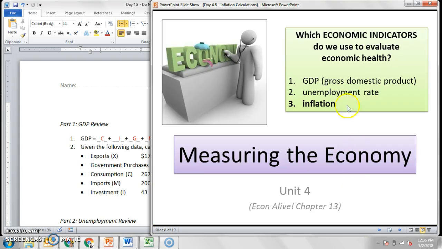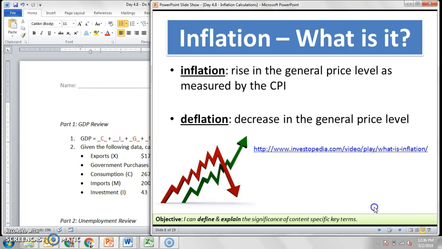So keep the big picture in mind. We are looking at economic indicators. We've studied GDP, the unemployment rate, and inflation is the last one. So what is inflation? Basically, it's the rise in the general price level as measured by the CPI. And we'll take a closer look at that in a second.